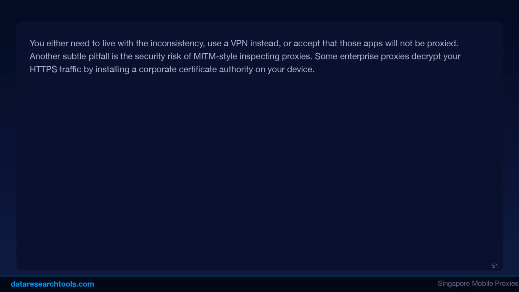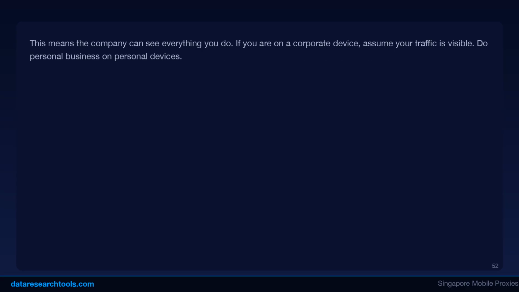A subtle pitfall is forgetting that some apps deliberately bypass system proxy settings to avoid corporate inspection. WhatsApp, Signal, and various banking apps sometimes hardcode their network configuration to ignore the system proxy. If you set a Wi-Fi proxy and one of those apps is not working through it, that is by design. You either need to live with the inconsistency, use a VPN instead, or accept that those apps will not be proxied.